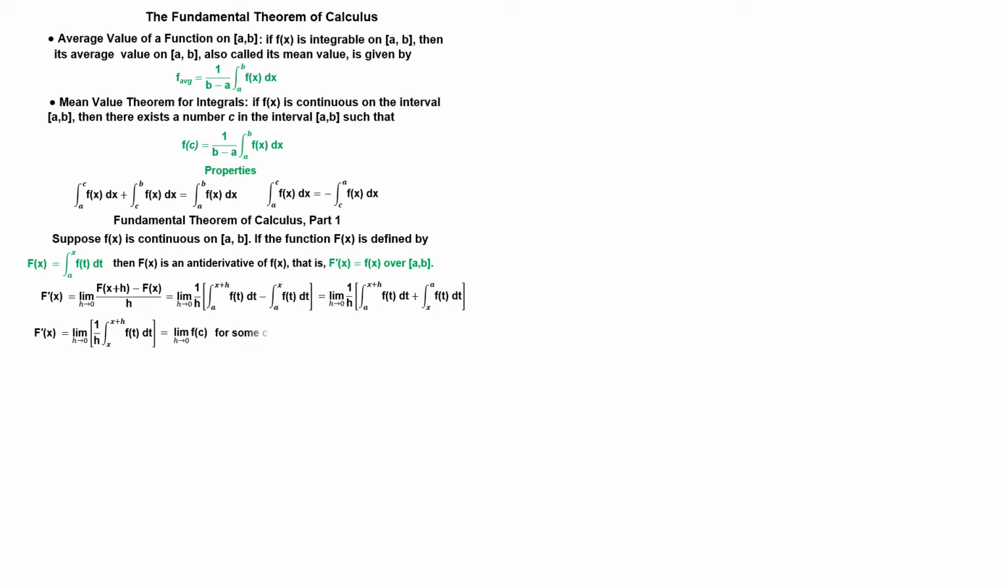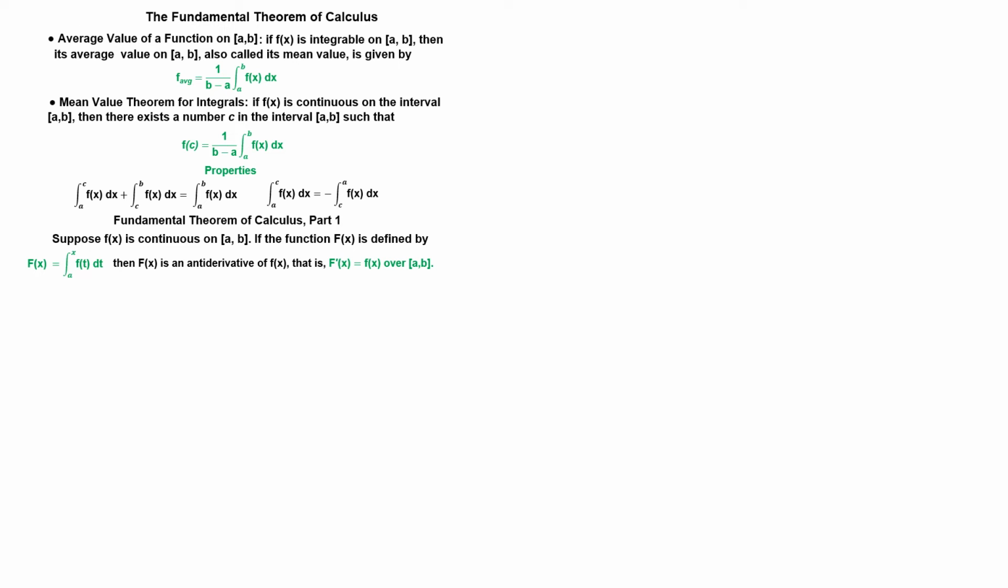Since c is between x and x plus h, as h approaches 0, x plus h approaches x, forcing c to approach x also, because c is trapped between x and x plus h. This means that f of c approaches f of x, and the proof is complete.